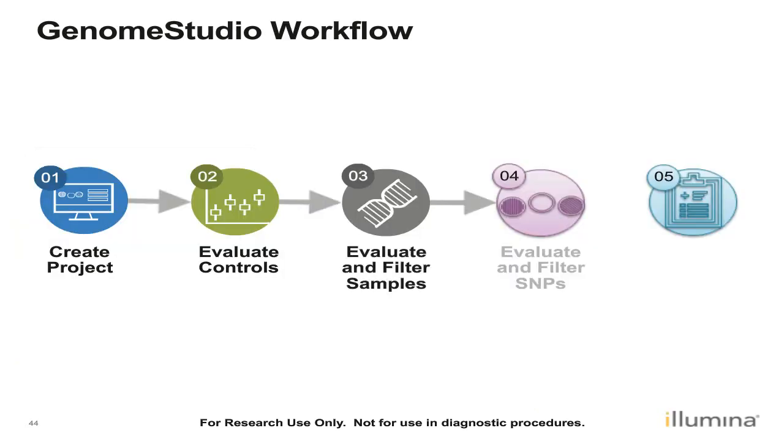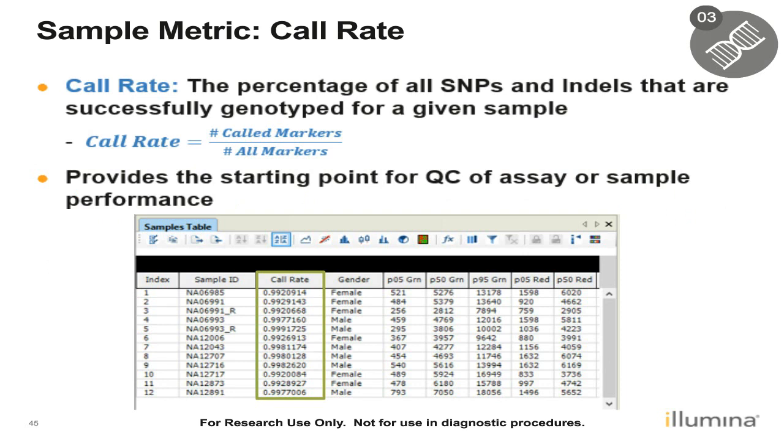So now that I've explained what these metrics are and how the genotypes are called, you're ready to evaluate and filter your samples. The main sample metric is the call rate, which is defined as the percentage of all SNPs and indels that are successfully genotyped for a given sample. This is expressed as an equation: the number of called markers divided by the number of all markers.